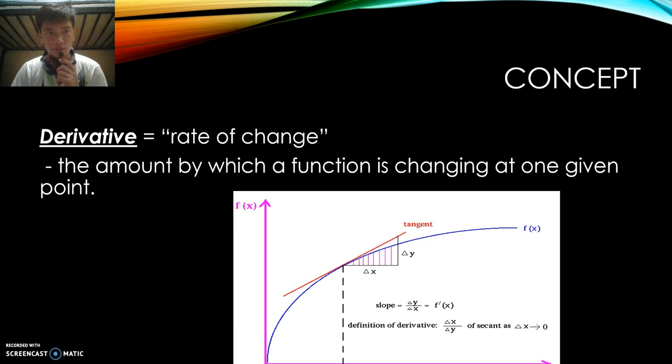So let's go to the concept part. How do we define a derivative? A derivative is what we call the rate of change, or the amount by which a function is changing at one given point. As we take a look at this, this is a line, this is a curve. The point wherein they meet is what we call the point of tangency. That point of tangency is what we call the rate of change or the derivative.